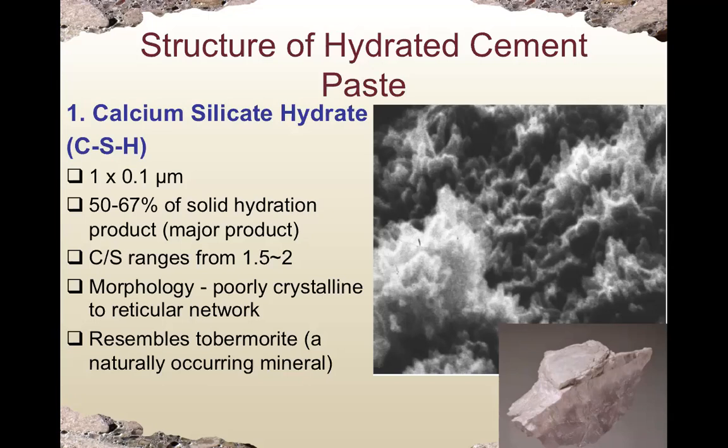CSH is by far the strongest and the most durable hydration product of Portland cement. So the more CSH, the stronger the concrete, and the better the durability of the concrete.